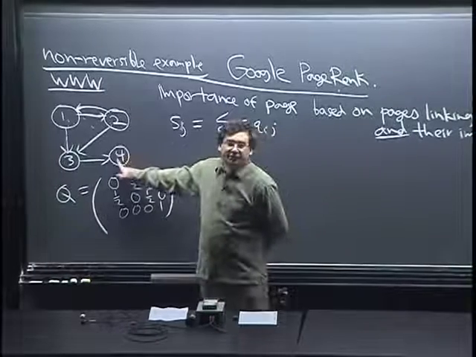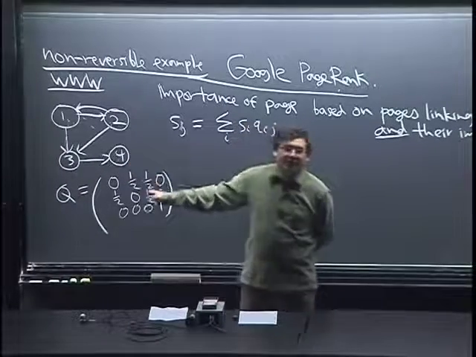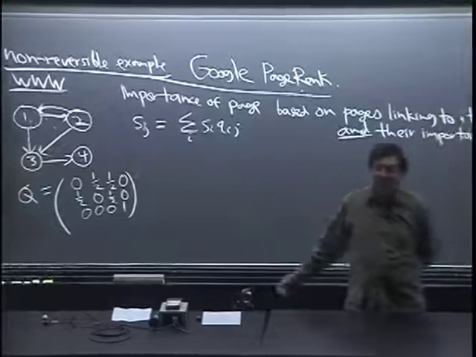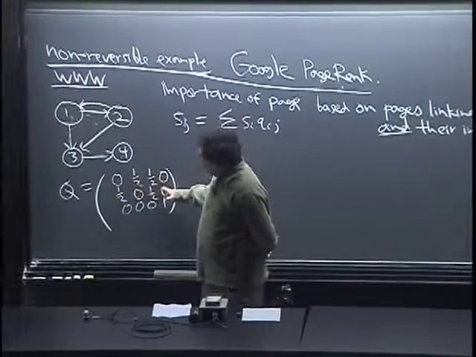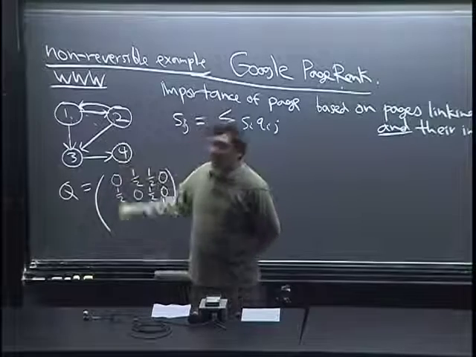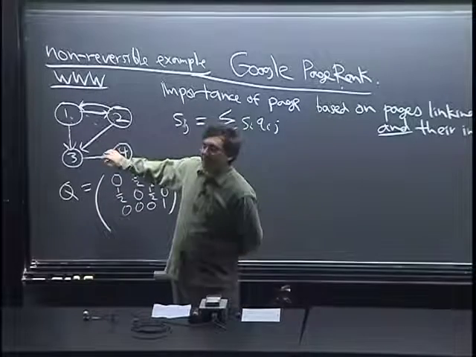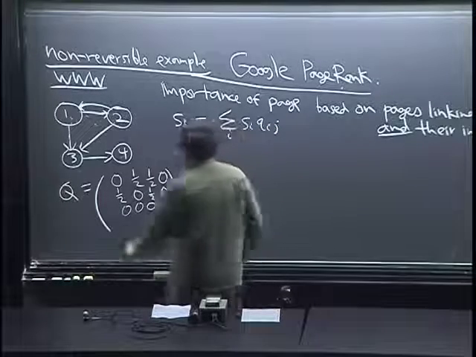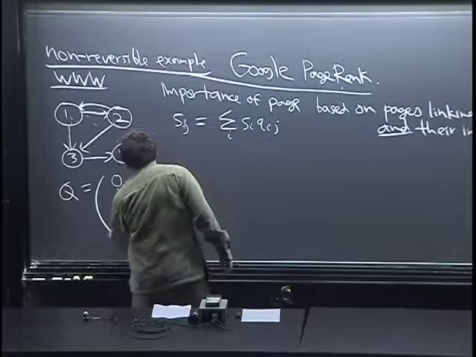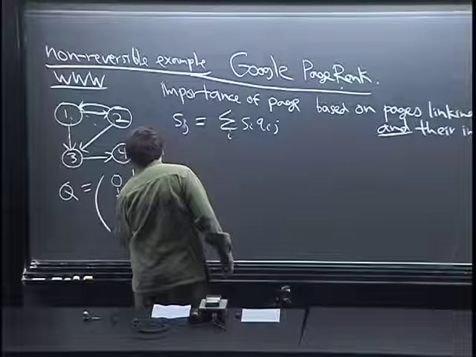Page 4 is kind of annoying, right? They don't recommend anything. They're their own thing. But we actually want to have a Markov chain here. So we assume that from page 4, you can go anywhere on the web with equal probability. So I'm going to just change this to 1/4, 1/4. That's like if it links to everything.